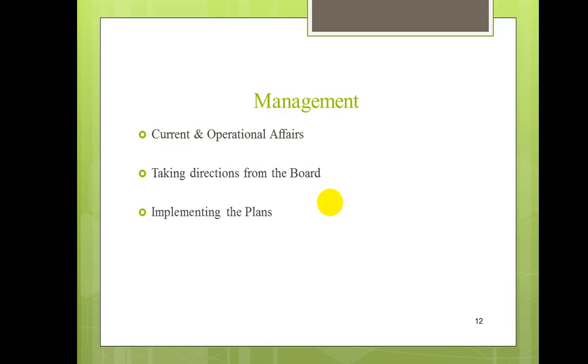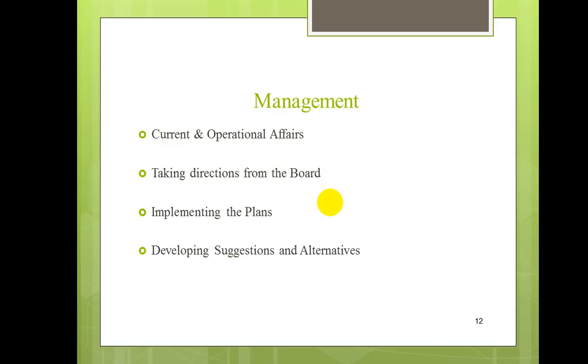Now, implementing the plans. The plans that the board of directors have made, the managers are implementing all those plans made by governors. Developing suggestions and alternatives. They are always making suggestions and alternatives for the plan. Why? Because they are involved in day-to-day affairs. They make plans, give suggestions, and develop alternative ideas.